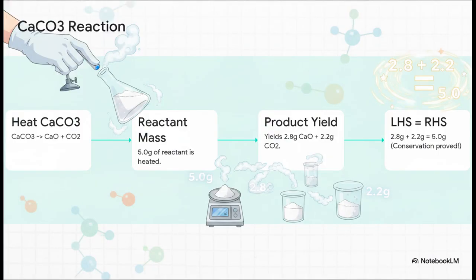Let's see how this actually works in a classic board exam-styled numerical. Step 1, we're heating up calcium carbonate. Step 2 tells us we are starting with exactly 5.0 grams of our reactant. Now, step 3, the reaction yields 2 products, 2.8 grams of calcium oxide and 2.2 grams of carbon dioxide. If we look at step 4, this brilliantly illustrates the law in action. When we add up those products, 2.8 plus 2.2, we get exactly 5.0 grams. The left-hand side perfectly equals the right-hand side.